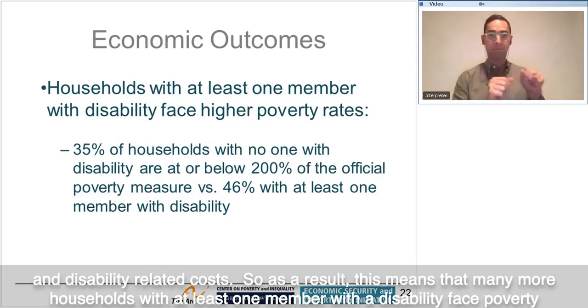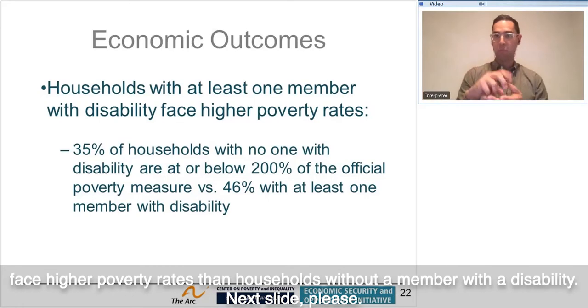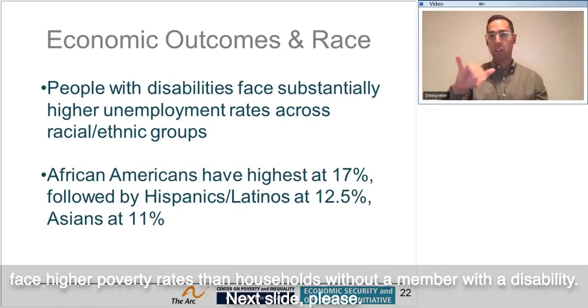So as a result, many more households with at least one member with a disability face higher poverty rates than households without a member with a disability. Next slide, please.